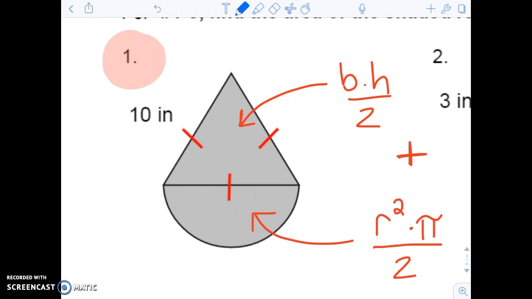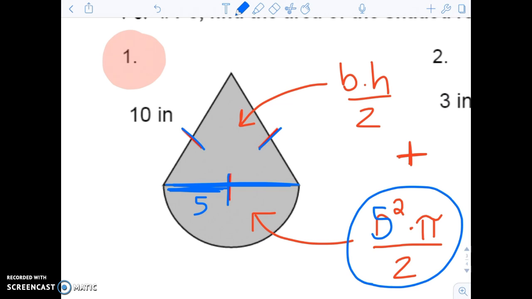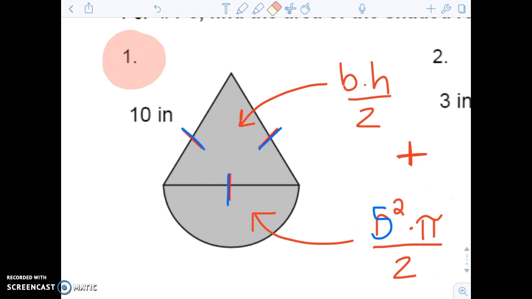I know that all of these lengths marked in red right here are 10, which means this length is 10, which means this length right here is 5. So the radius on my circle is actually a 5, so I could go through and calculate the half circle I need down here.